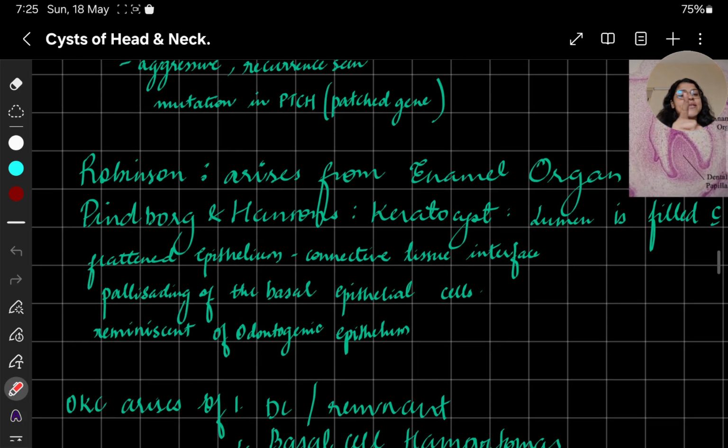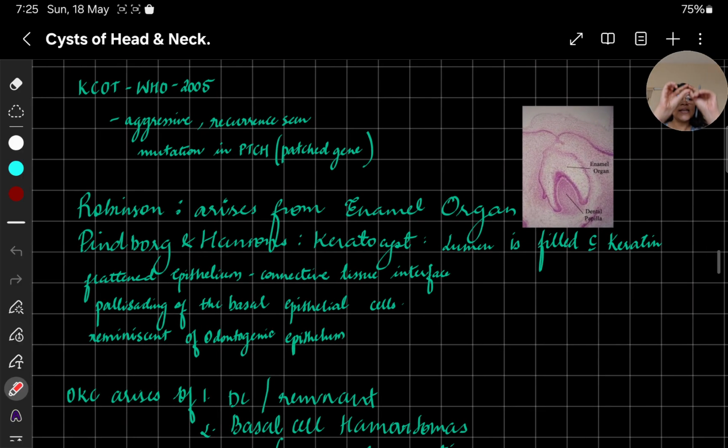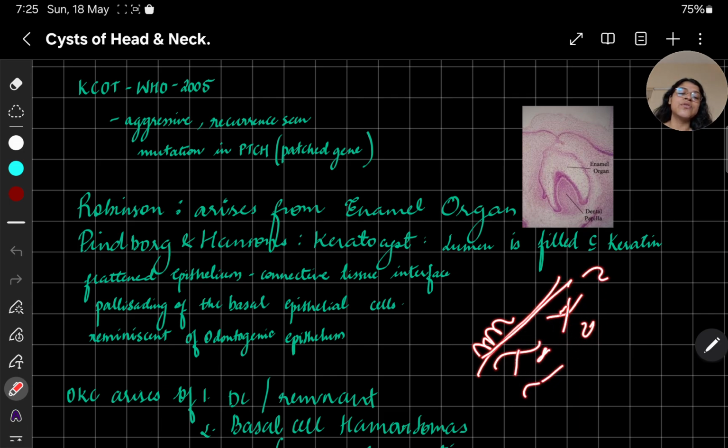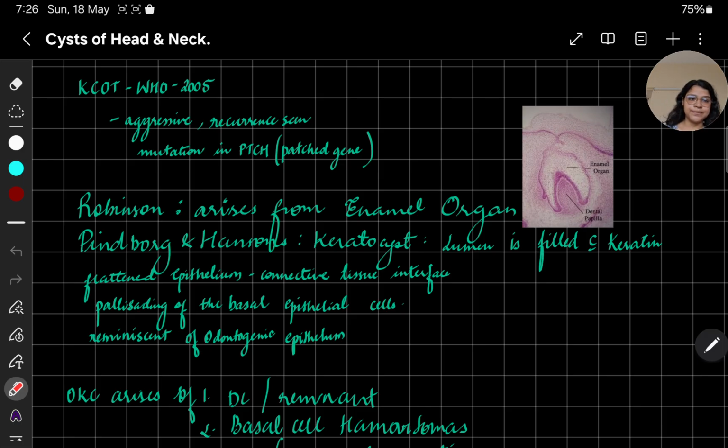Robinson said that it arises from the enamel organ, whereas Pinborg and Hansen said that the keratocyst lumen was filled with keratin, and it had a flattened epithelium and connective tissue interface. There was no rete pegs or anything like this. And these epithelial cells had palisaded nuclei, which was reminiscent of the odontogenic epithelium, so they thought this to be arising from the odontogenic epithelium.